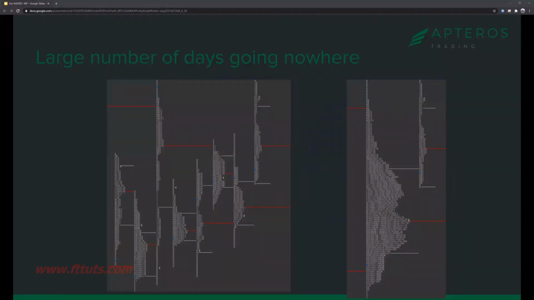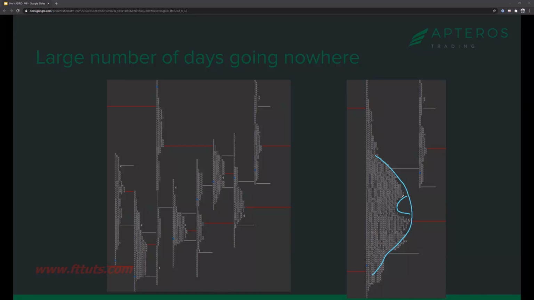Large number of days going nowhere. I just gave you 2 images here to show you. We could merge 1, 2, 3, 4, 5, 6, 7 days all together, and it gave us a decent distribution. It's not perfect, is it? We've got this little low usage area there. But other than that, it's actually pretty perfect, right? But it's real life. It's not picture perfect.